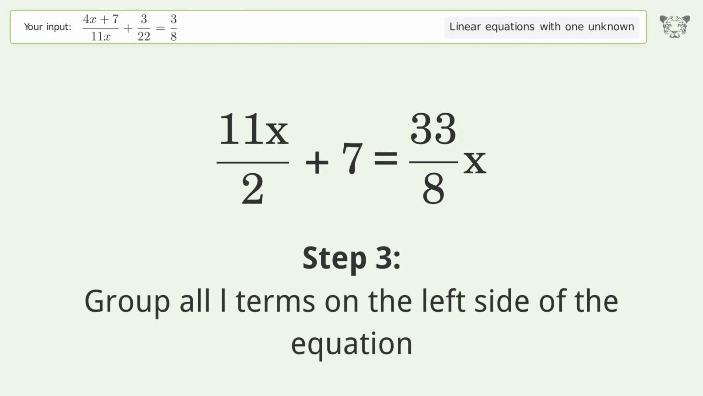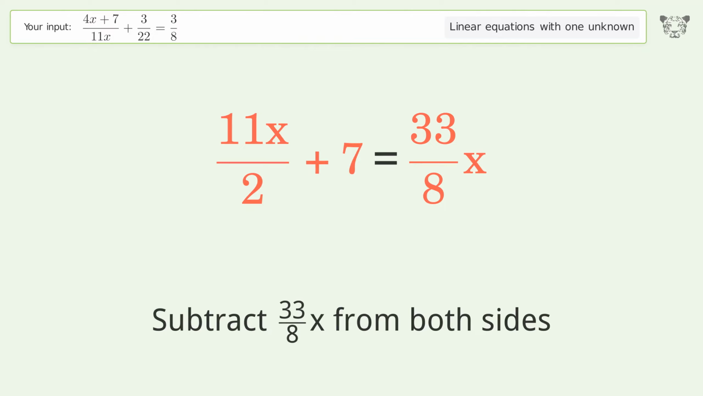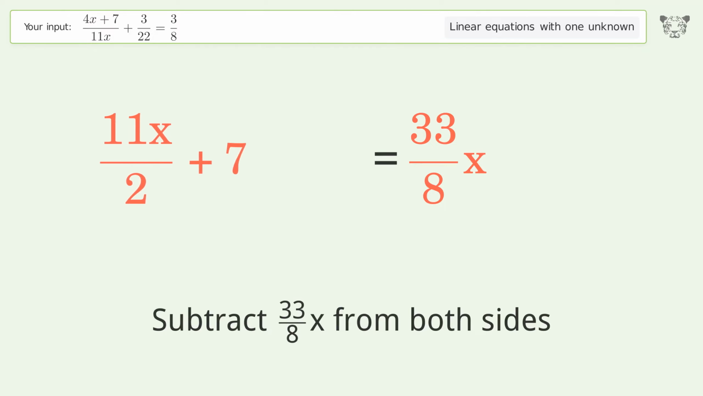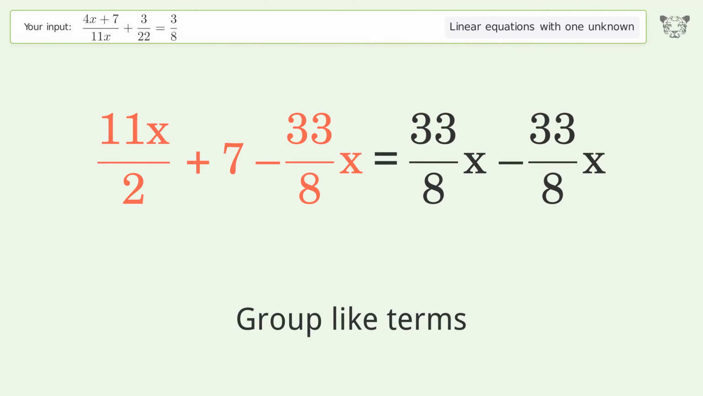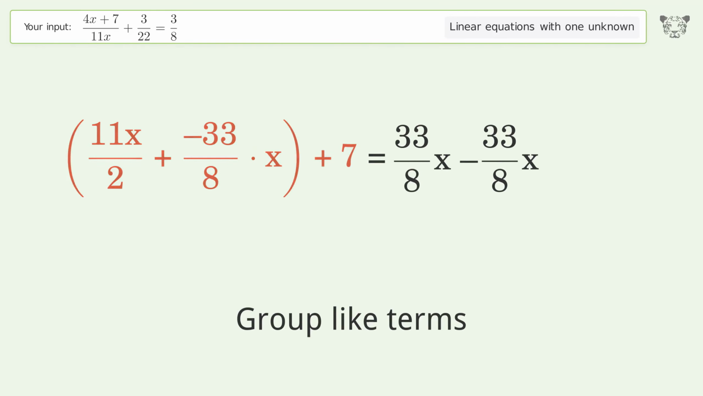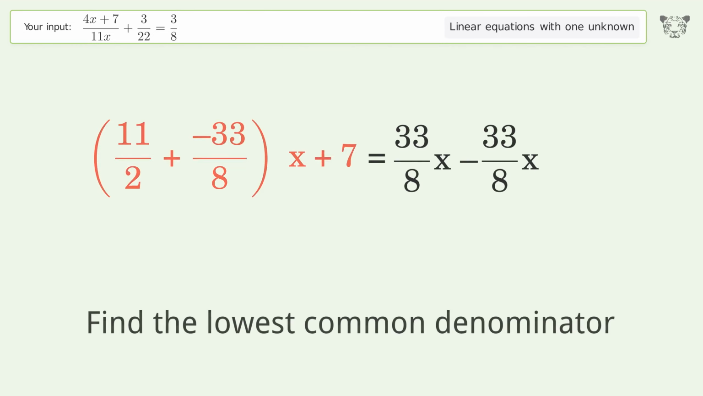Group all L terms on the left side of the equation. Subtract 33 over 8x from both sides. Group like terms. Group the coefficients. Find the lowest common denominator.